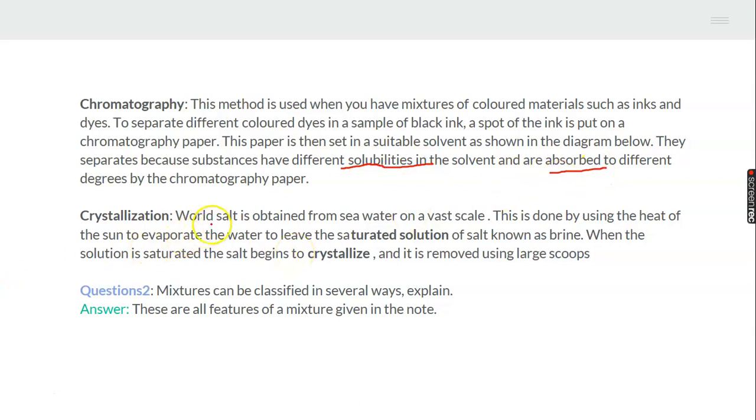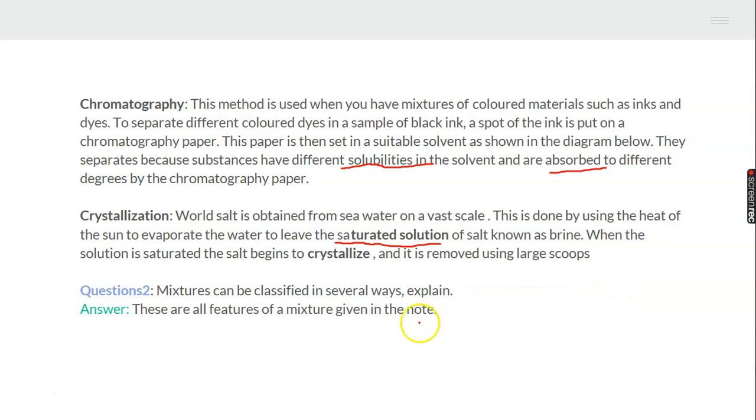So the last one, which is crystallization, is a process where salt is obtained from seawater on a vast scale. When they want to get salt in a very large amount, it's used worldwide. This is done by using the heat of the sun. They heat the solution, which is seawater, and a lot of water is evaporated, leaving what? A saturated solution. When you say something is saturated, that means it has as much solute as it can dissolve at that particular temperature. So it makes the solution thicker, and the solid will not be able to dissolve. With time, that saturated solution, which is also called brine, forms crystals. Okay, it's called brine. So this is the process of crystallization.